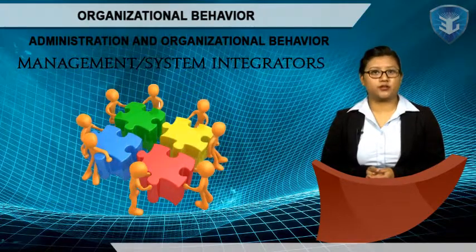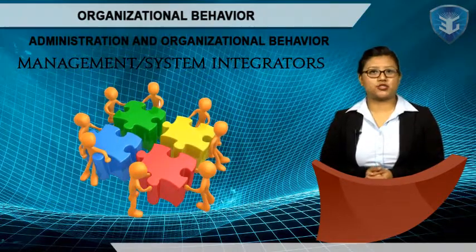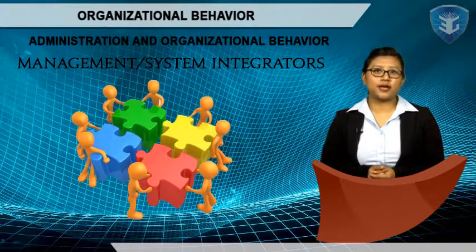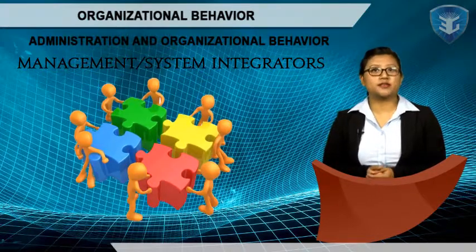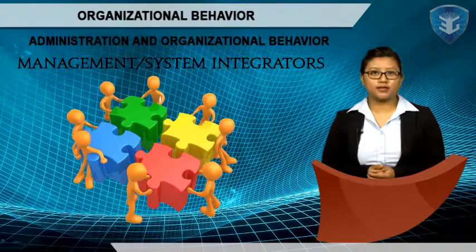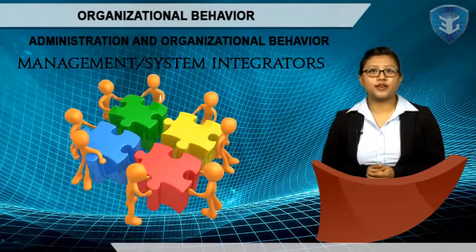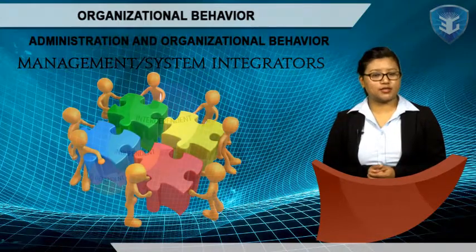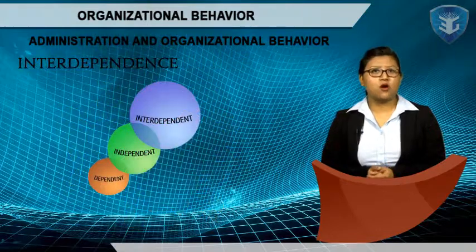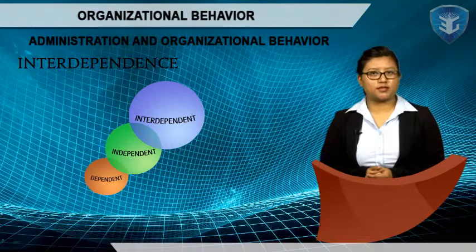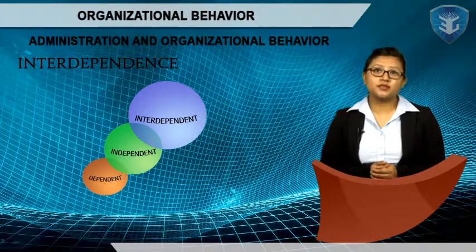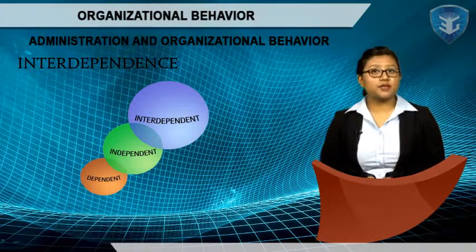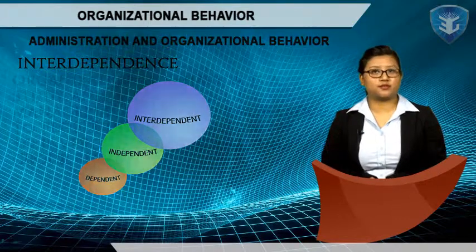Management system integrators. All organizations have a subsystem that organizes and controls the other subsystems, causing them to interact and resulting in increased effectiveness of the total organization. Interdependence. All of these factors tell us that to make a change in one subsystem requires that some consideration be made regarding the implications for the other subsystems.